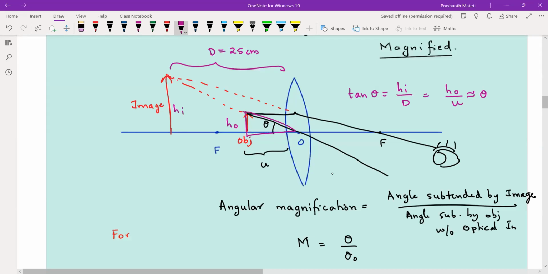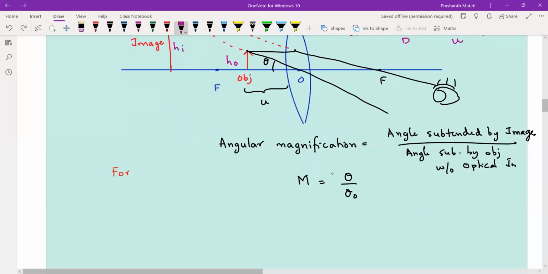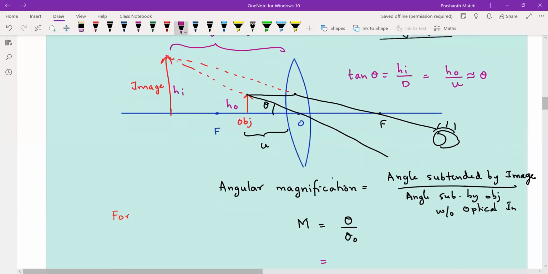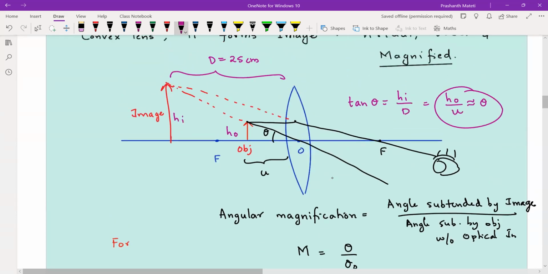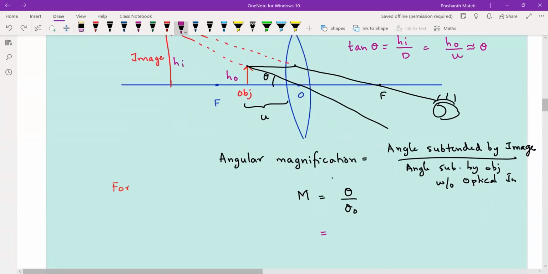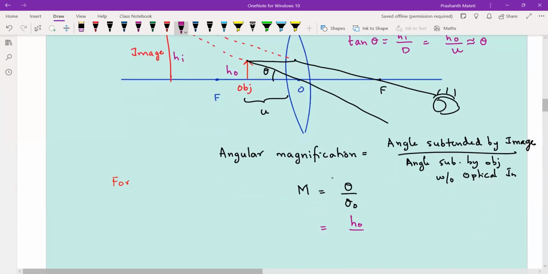Because this is one triangle and this is another triangle. So both are the same straight line going undeviated. That's why we are taking this one. So what is angular magnification coming out? Theta is coming out to be height of object by u. So theta is equal to height of object by u.